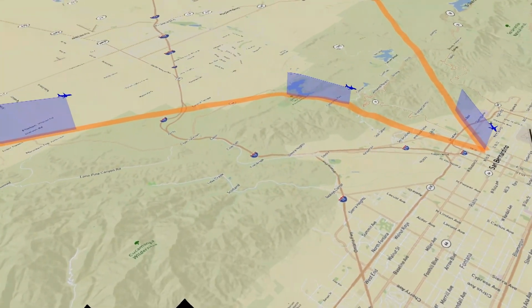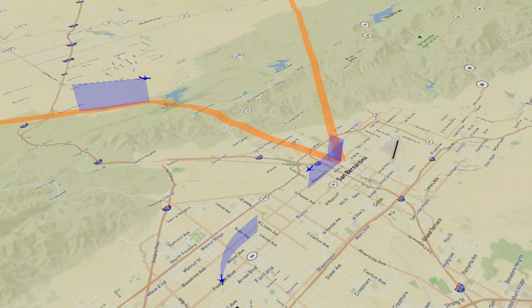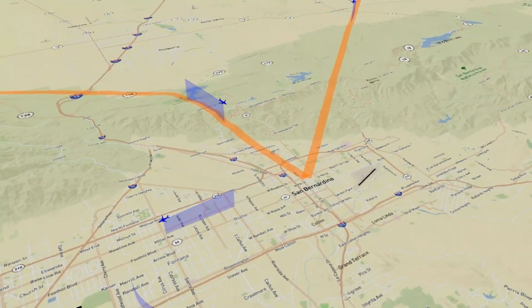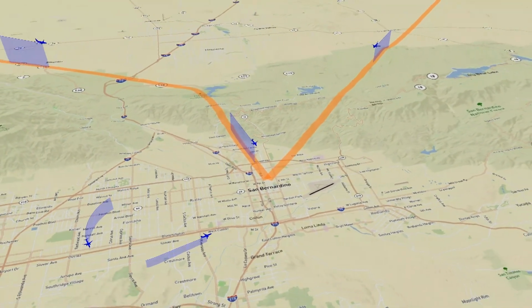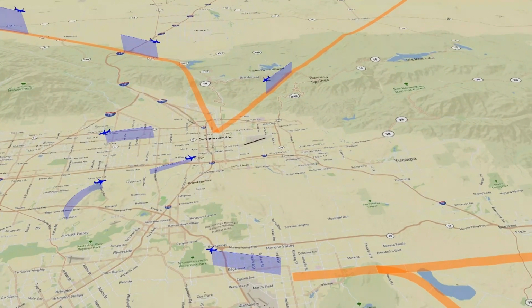The second video in this series provides more information about these procedures specific to SBD. This video provides a basic understanding of the airspace surrounding SBD and how the air traffic control system works.